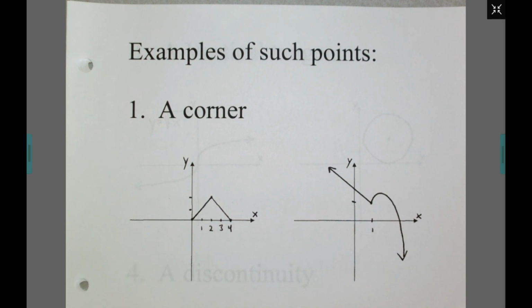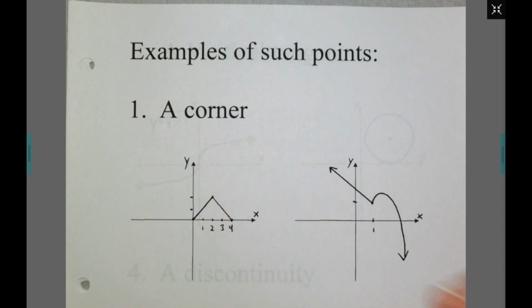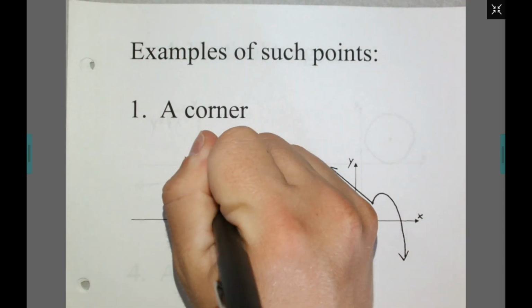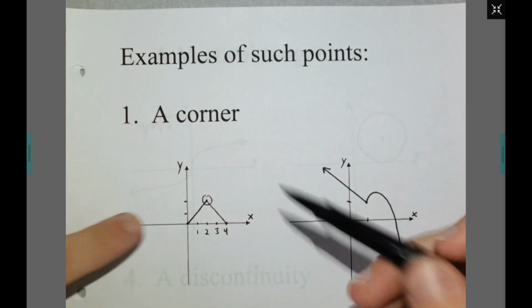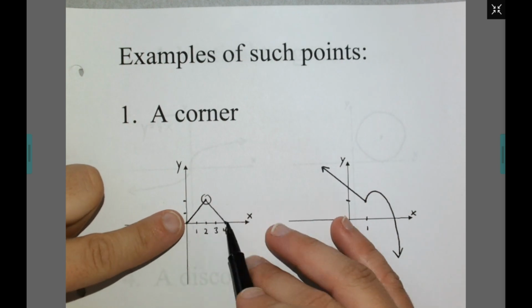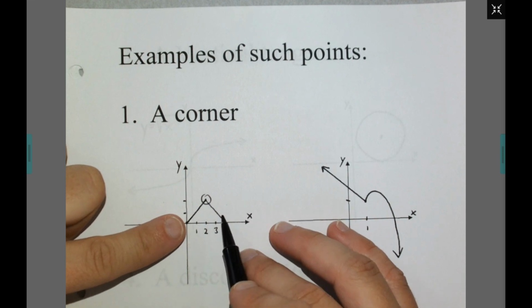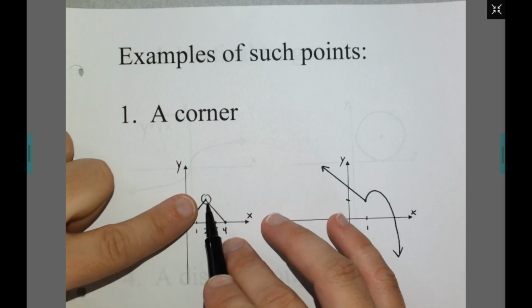With a corner, it's going to be a drastic change in slope. So when I look at this right here, at x equals 2, we have a drastic change in slope. We are going from a slope of positive 1 to a slope of negative 1. Since that slope is drastically different, we can't differentiate it. So we got a corner there.